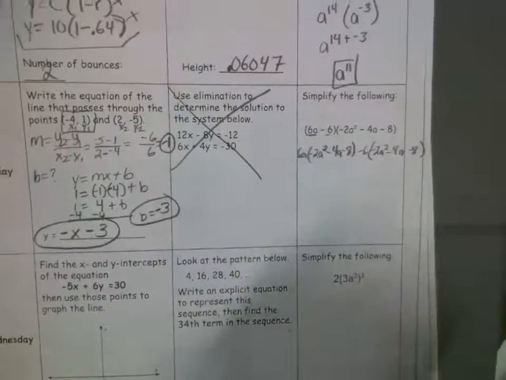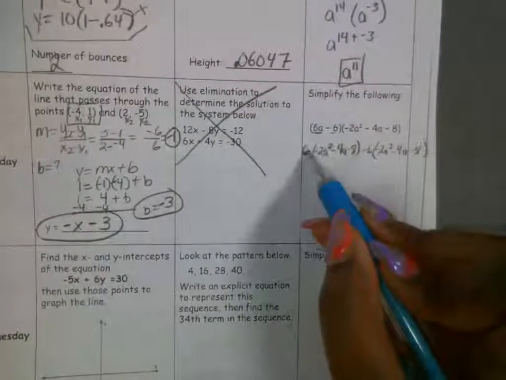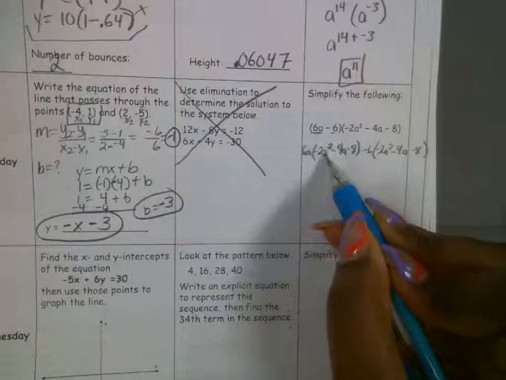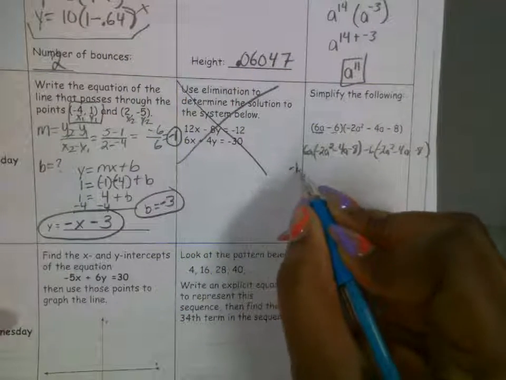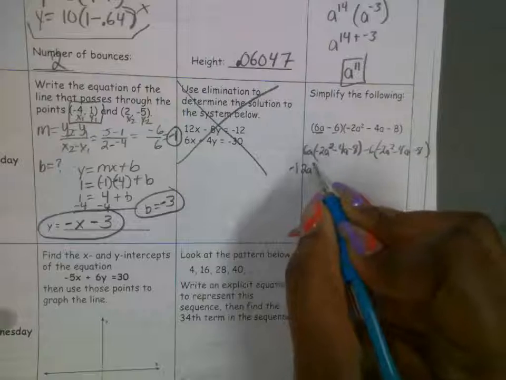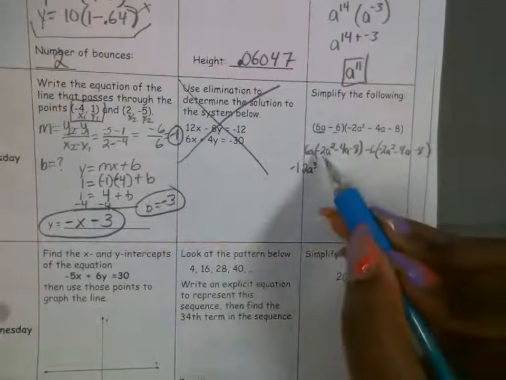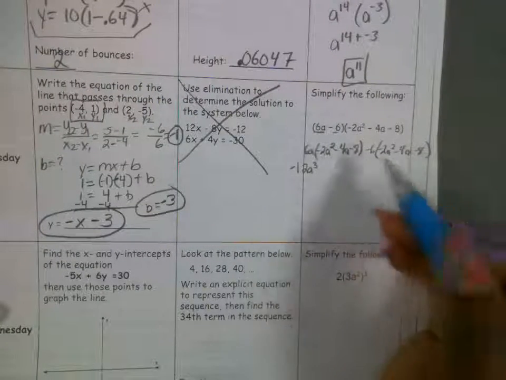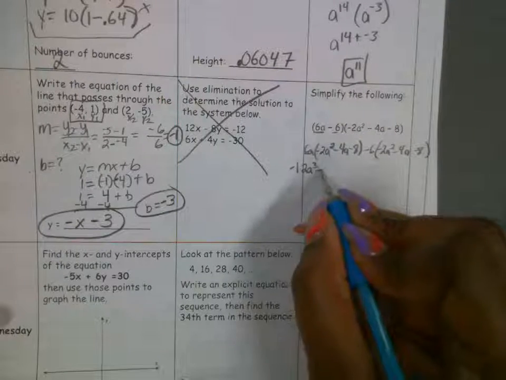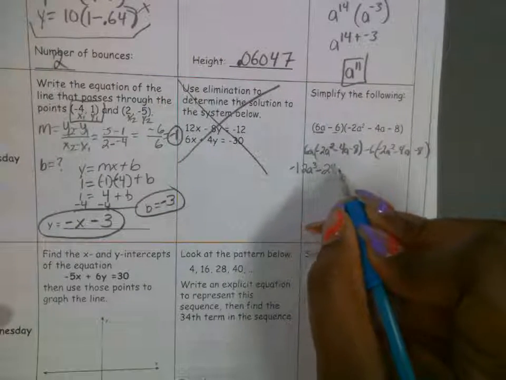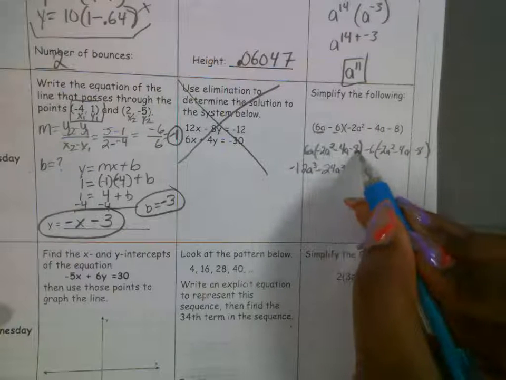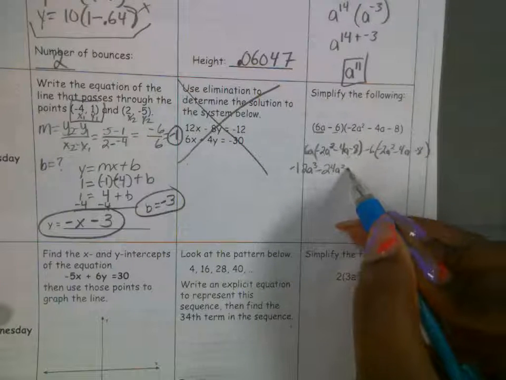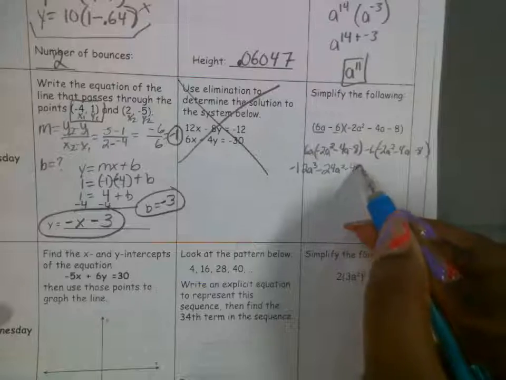Distributive property twice, okay? What's 6a times a negative 2a squared? Negative 12a to the third. Good job. What's 6a times a negative 4a? Negative 24a squared. Good job. What's 6a times this negative 8? Negative 48a.